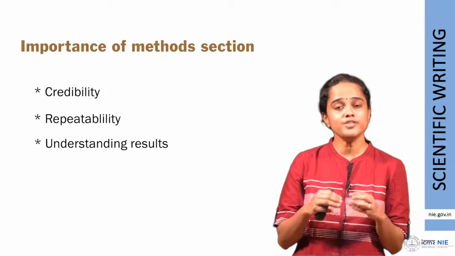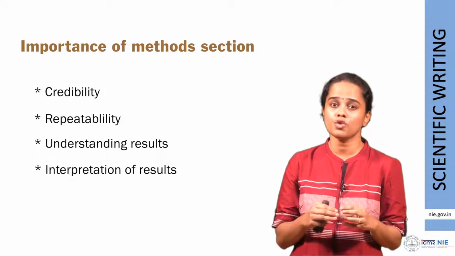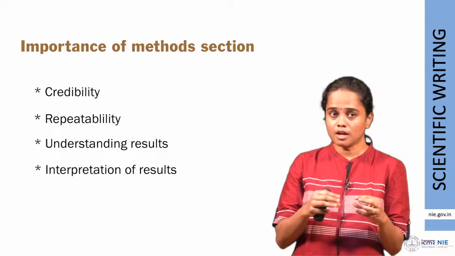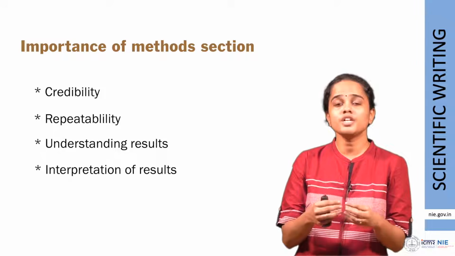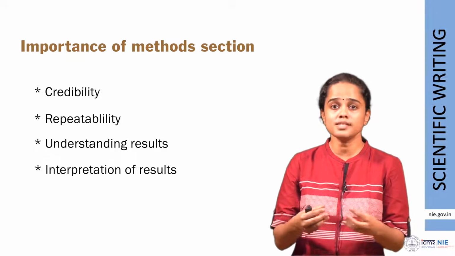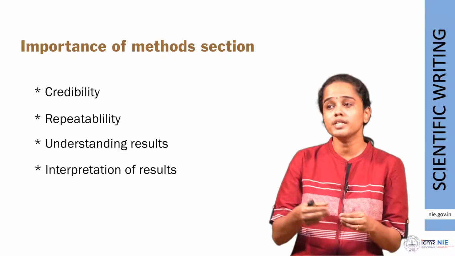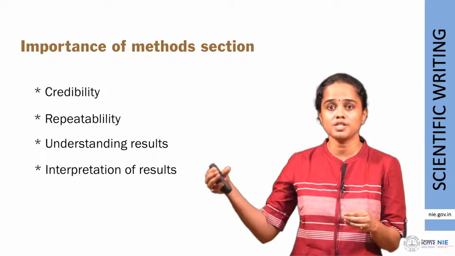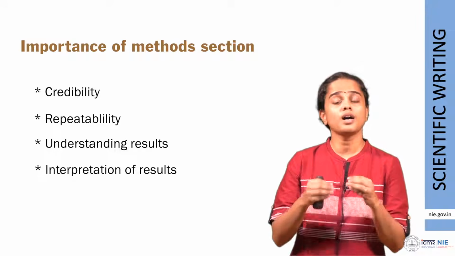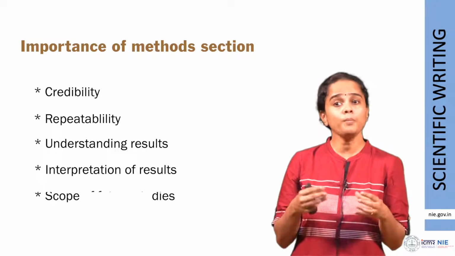Also, a clearly written method section helps your reader interpret the results of your study very clearly. If your methods are clear, for example, if you are defining your indicator very clearly, then once you report the results, the reader is clear: okay, this is exactly what this author means when he is talking about this particular terminology.